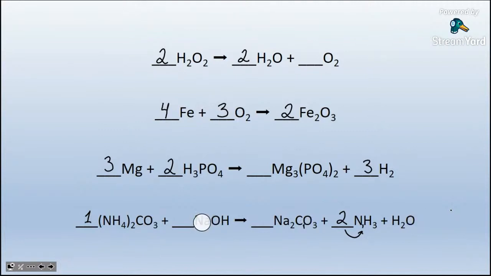So I'm going to go on and look at my sodium. So I start out with 1 times 1 is 1 sodium. I end with 1 times 2 for 2 sodiums.